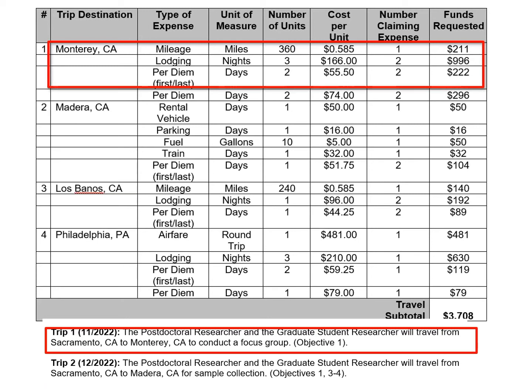In addition, for each trip, provide a justification, the approximate dates of travel, an indication of who will be traveling, the city of origin, and the destination city, and the purpose of the trip. Also, note the project objective number from the project objective and work plan template to show the project objective that each travel supports.